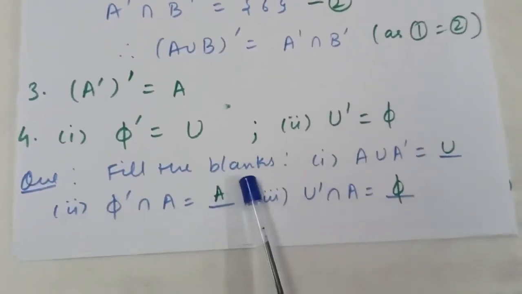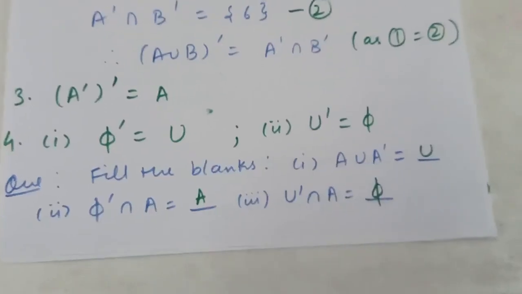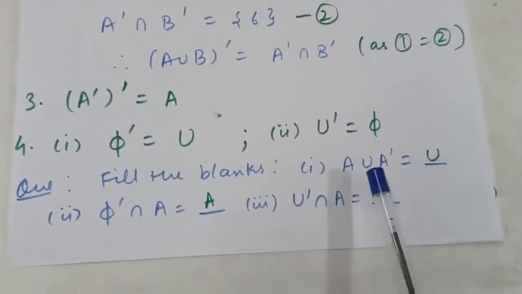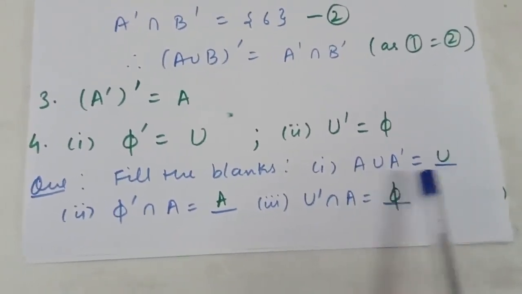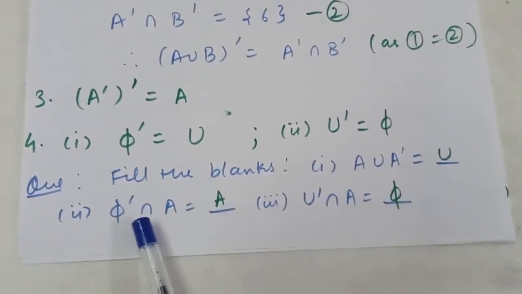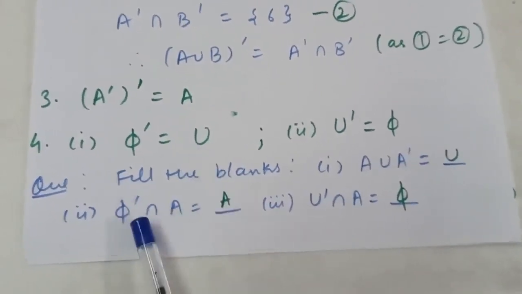Now we have to fill the blanks. A union A complement. What will be this? Universal set, right? Phi complement, that is nothing but the universal set.